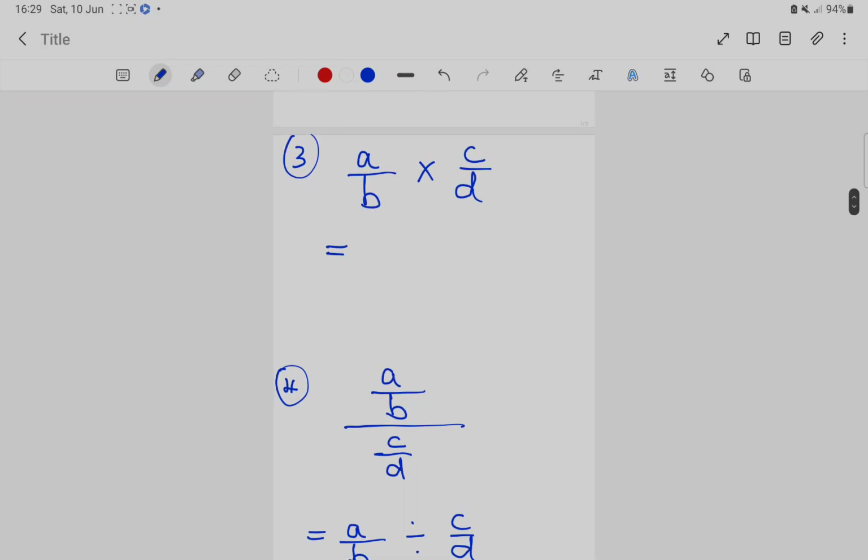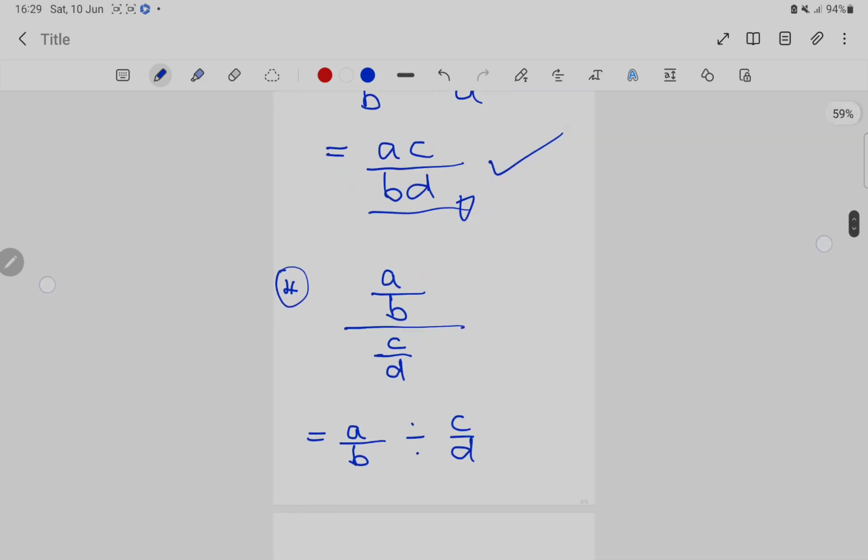Coming now to the rules of fractions when we are multiplying fractions. What happens when we are multiplying fractions? You just multiply the numerator by numerator. So A times C is AC, divided by B times D, which is BD. So this is your final answer.